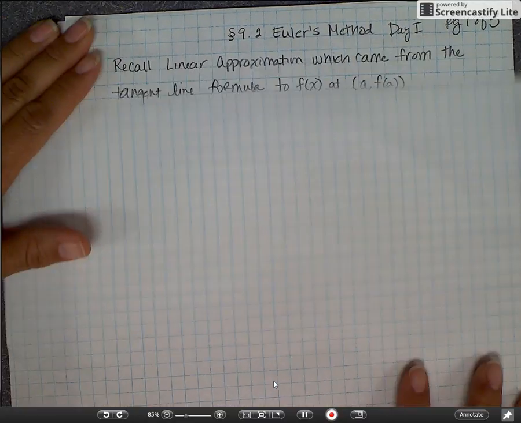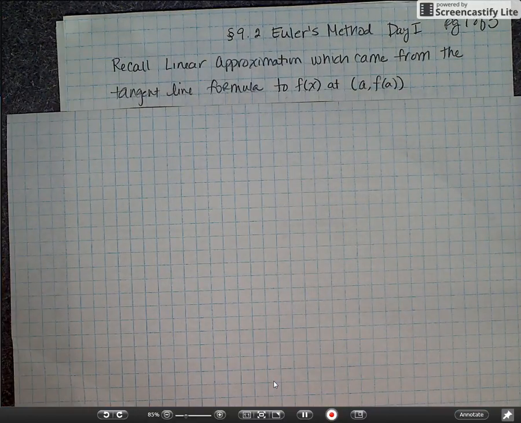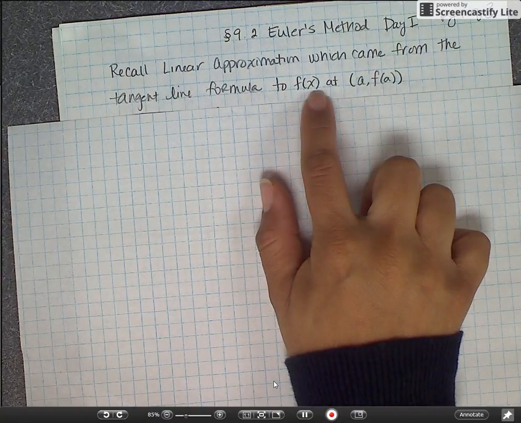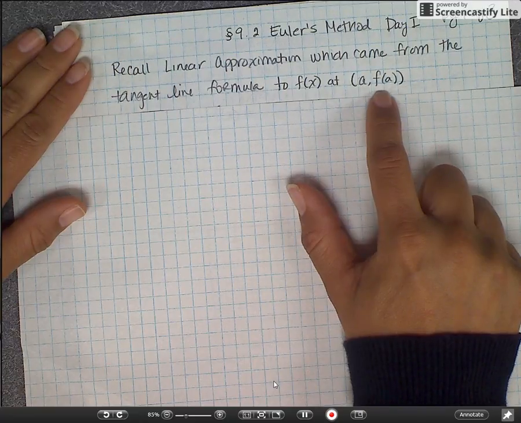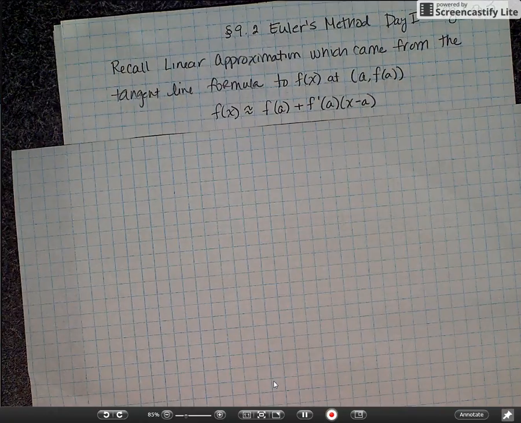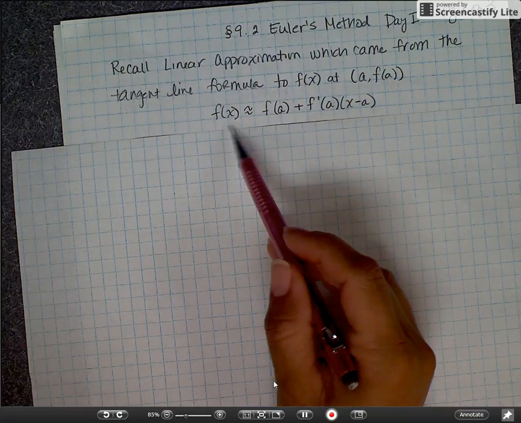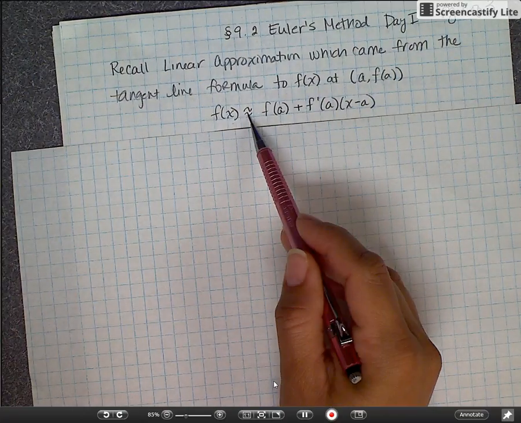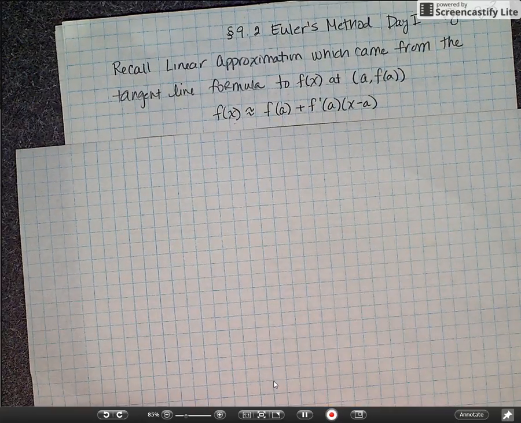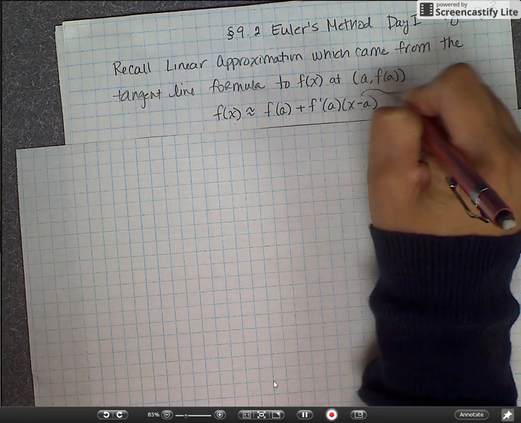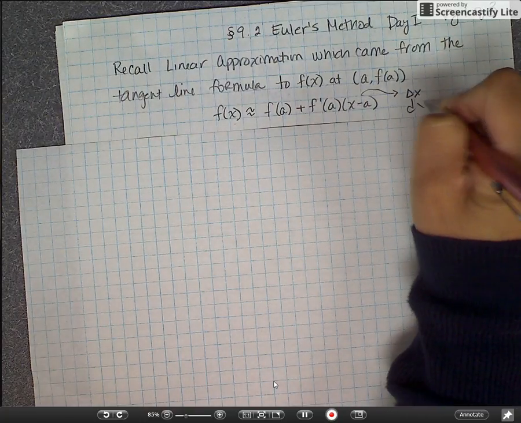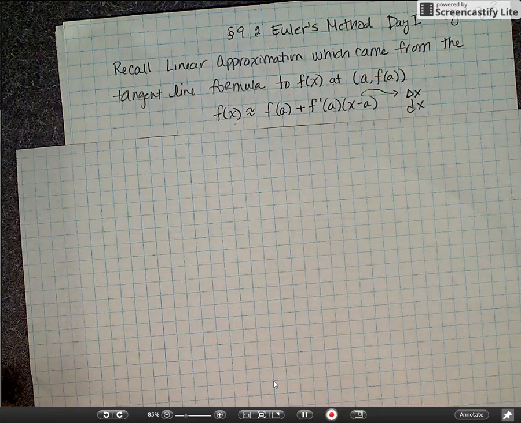Okay, first we want to recall linear approximation, which came from the tangent line formula to f of x at a, f of a. So at that point, right? If you remember our tangent line approximation, it was f of x is approximately equal to f of a plus f prime of a, x minus a. Remember, x minus a is the same thing as a delta x or a dx. Okay, so they're the same thing.